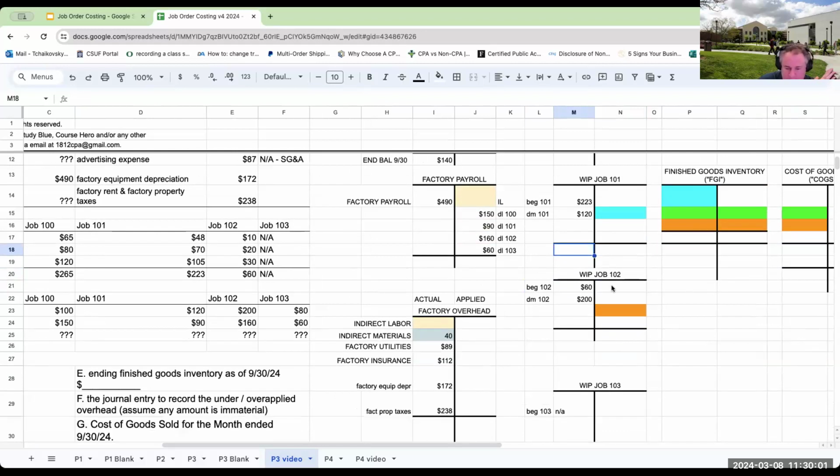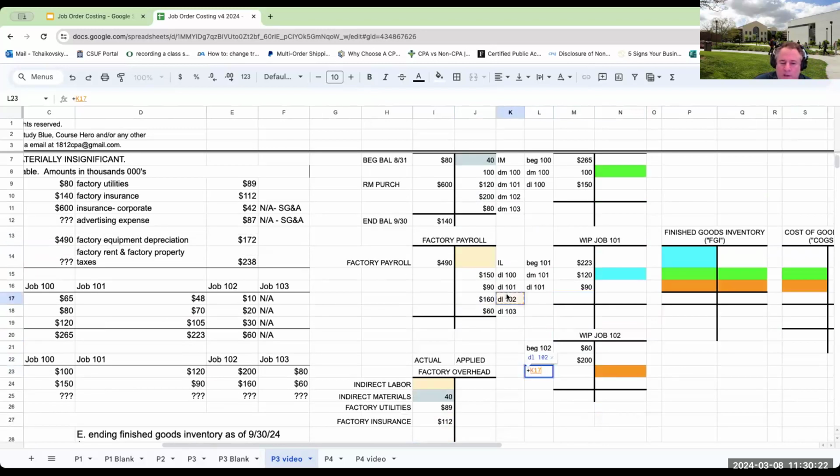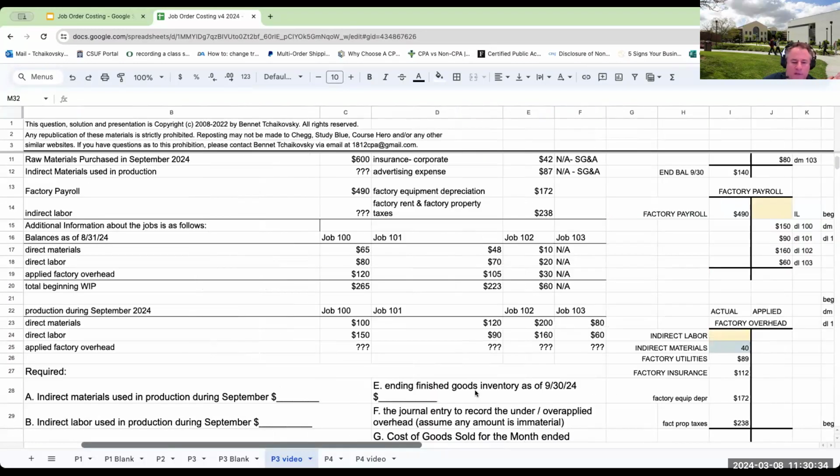So right now, what we're going to go through and do is take this direct labor and put it into the relevant work in process accounts. My direct labor for job 100 is going to be at 150. My direct labor for job 101 will be at 90. My direct labor for job 102 will be at 160. And my direct labor for job 103 is going to be at 60. Okay, so we've dealt with all of these different balances.